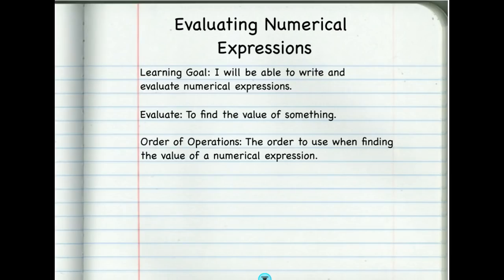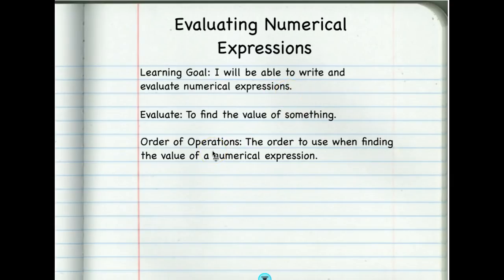So go ahead to your math journal and open up to the next clean page, and I would like for you to make sure that you have these notes written down. So at the top of your page you're going to have your title, which is Evaluating Numerical Expressions. And you're also going to have today's learning goal, and it is I will be able to write and evaluate numerical expressions.